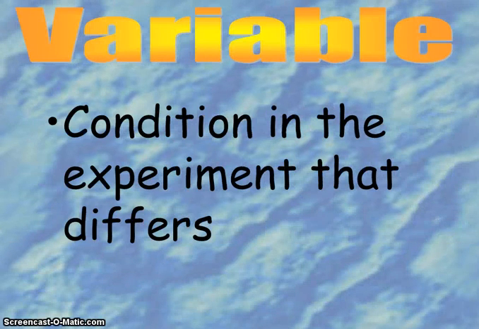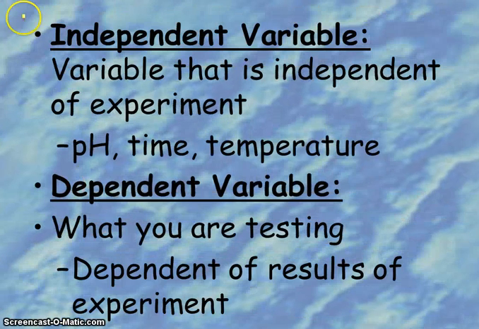The variable is the condition in the experiment that is going to change or differ. There are two types of variables. We have the independent variable and we have the dependent variable. Now, the independent variable is kind of independent of the experiment. It's something that you actually manipulate. It's something that's part of the procedure. Examples of this would be pH, time, temperature.